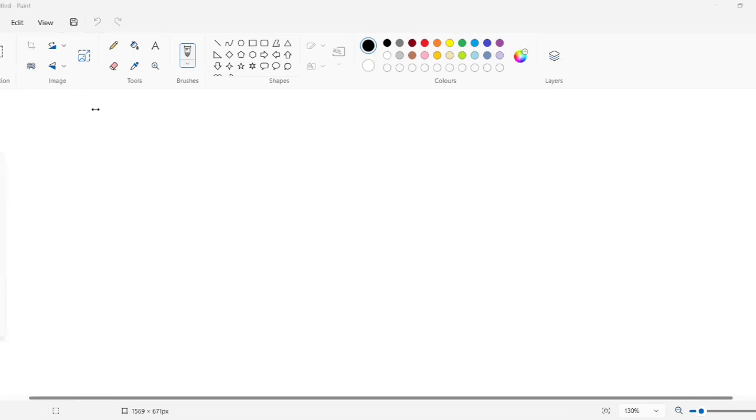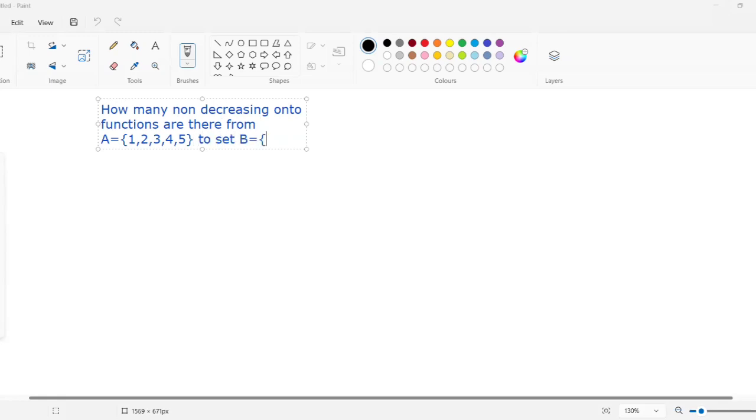The question is, how many non-decreasing onto functions are there from set A, which is comprised of 1, 2, 3, 4, and 5, to set B, which is comprised of 7, 8, and 9?